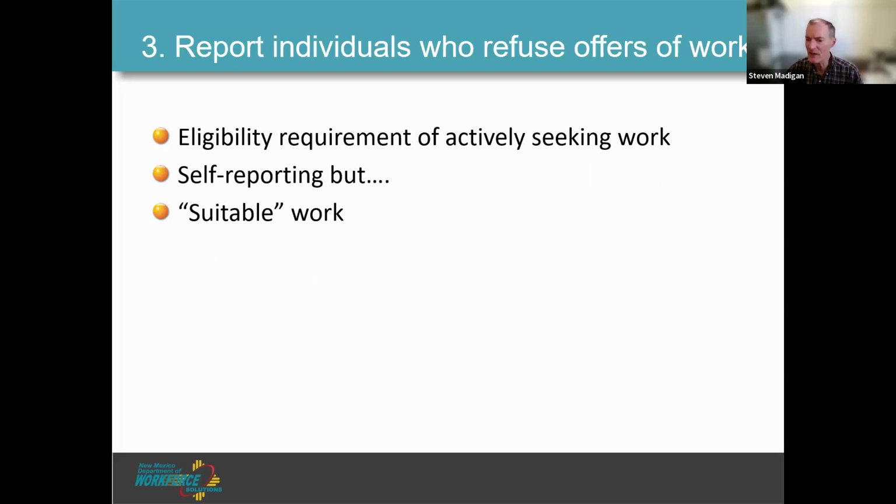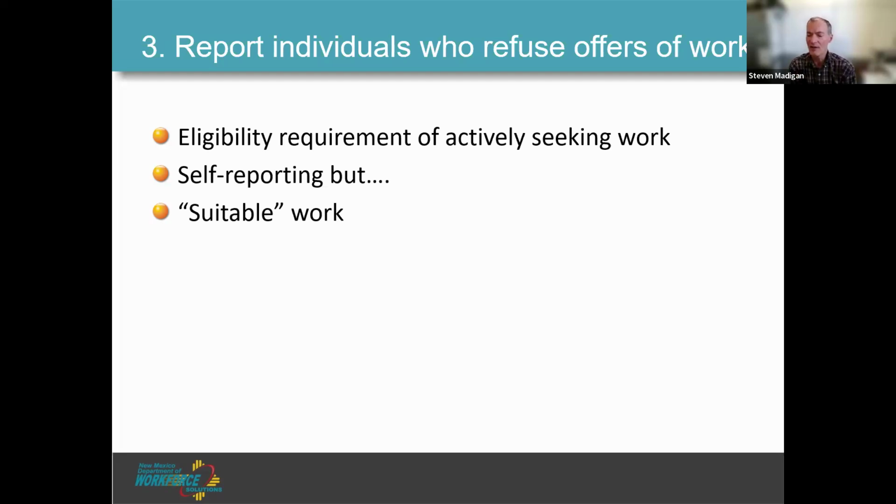Next one, so reporting individuals who refuse offers of work. And we do get quite a bit of feedback on this and have for the past several years at least. And as a result of that, we did create a button or a link within your employer account that I believe it's entitled report, or no, it's refusal of suitable work is what it says. And I'll explain what suitable is. That's something that's more on us and not on you.